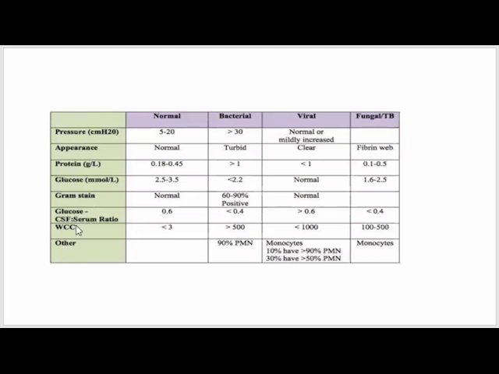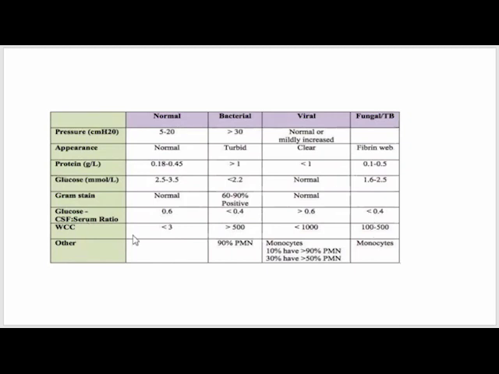Glucose serum ratio, 0.6, that's normal. In bacterial, less than 0.4. In viral, greater than 0.6. In fungi or TB, less than 0.4.